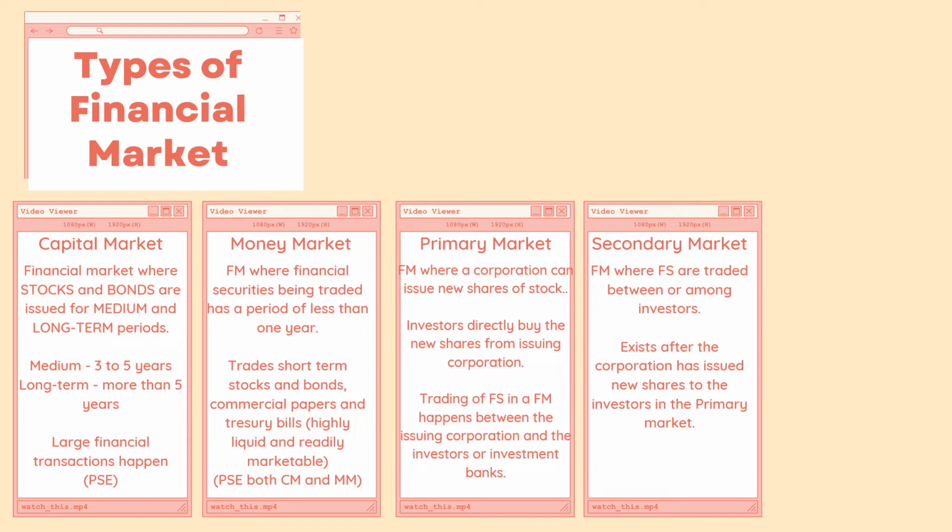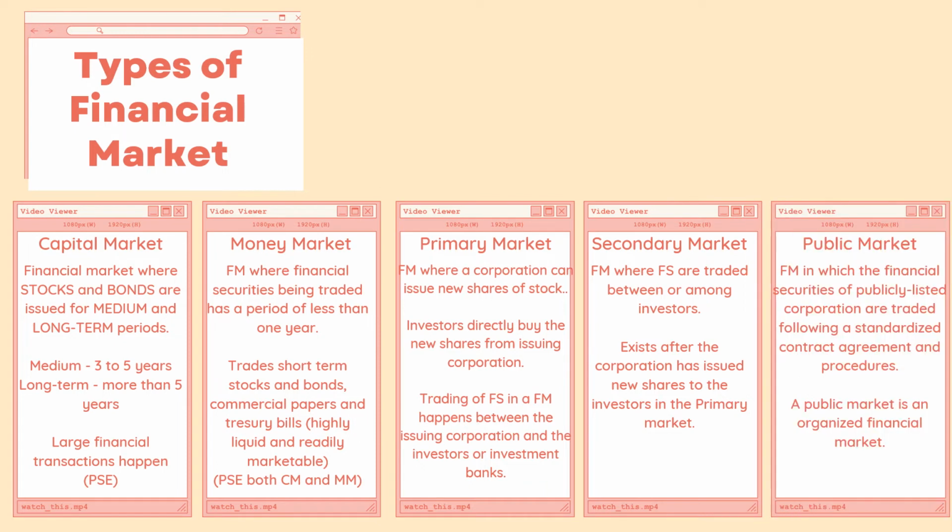Basically, a public market is an organized financial market. Trading in the public market immediately starts during the day once the market has been officially opened. Investors are properly informed at any point during the trading time of the current price of the stocks and bonds and other related information necessary in the trading.